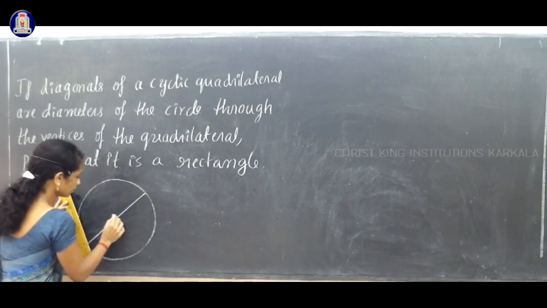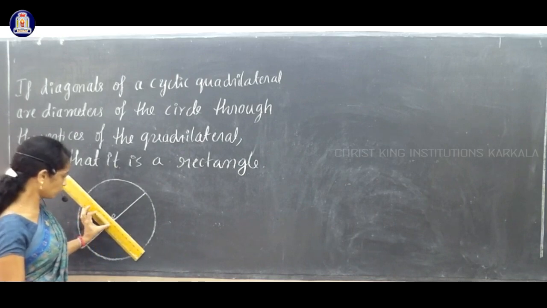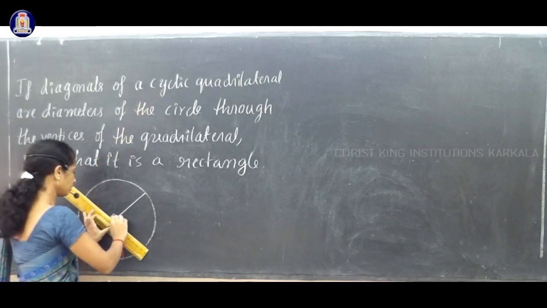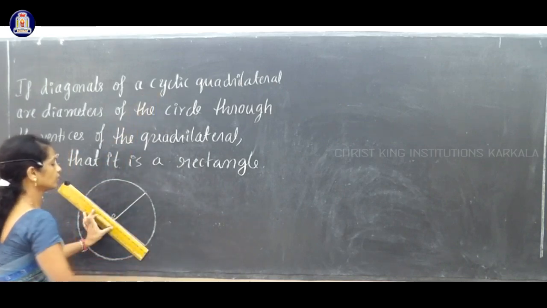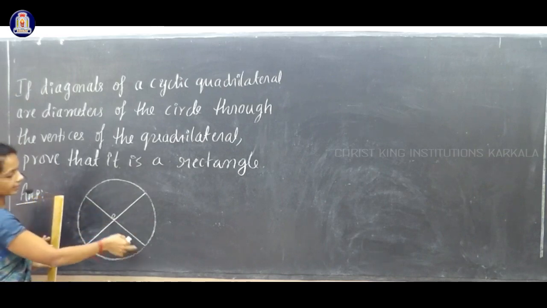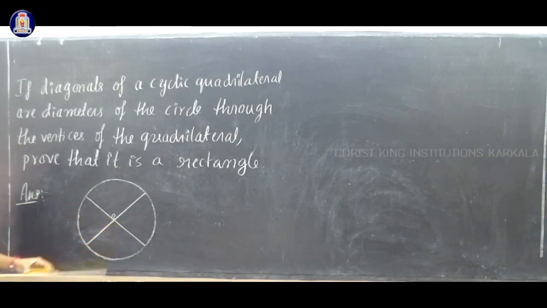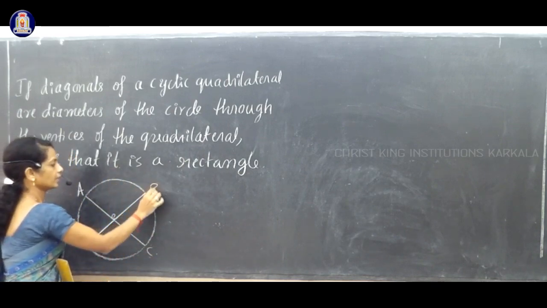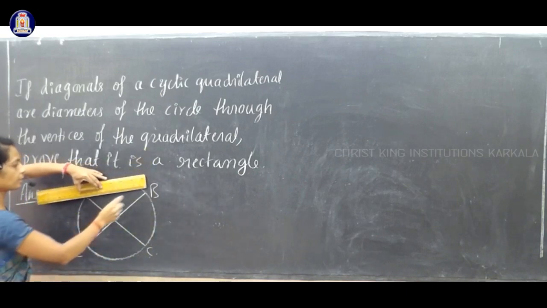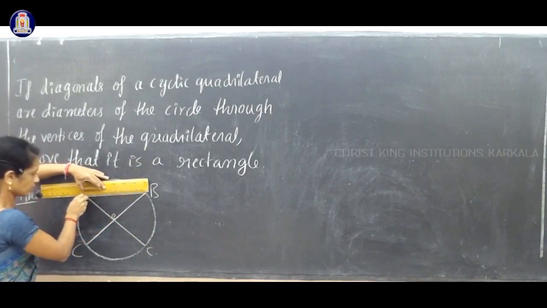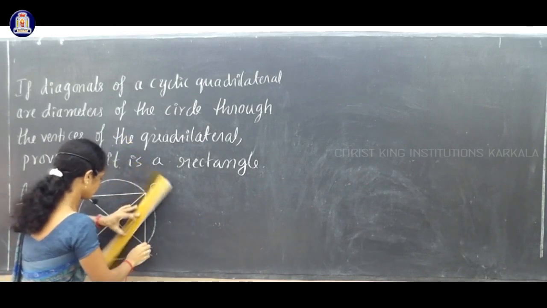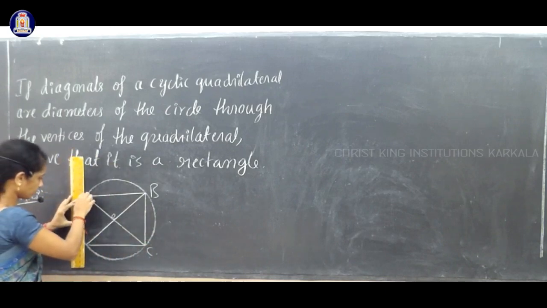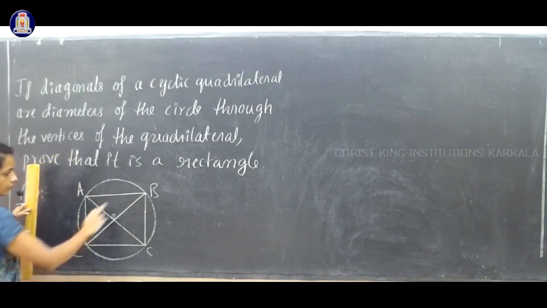Okay. So here you have the center of the circle O, and you have to draw two diagonals of that cyclic quadrilateral, and they must be the diameters of the circle. That means the diagonals must pass through the center of the circle. These are the two diagonals of quadrilateral ABCD. And now I will complete the cyclic quadrilateral. Join AB, BC, CD, and DA.